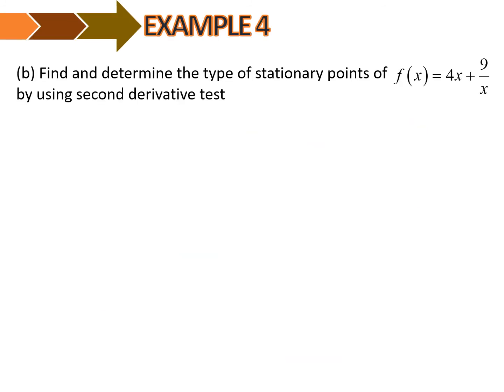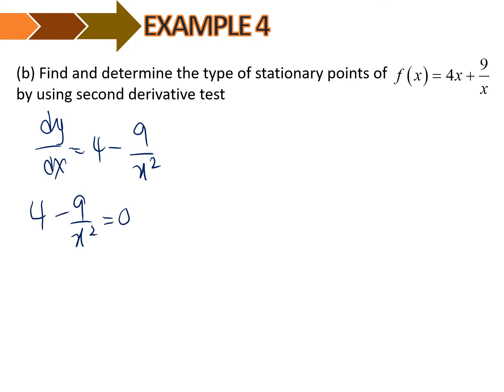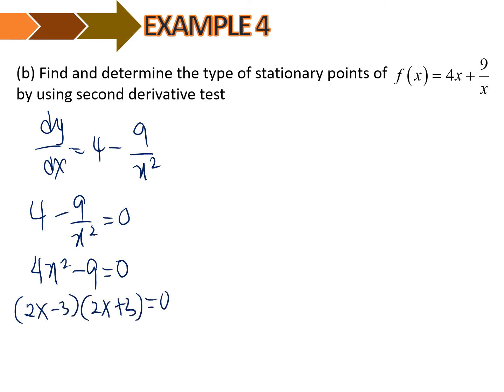Example 4b. Again, we have the same question as previous. So we directly differentiate this. dy/dx implies 4 minus 9 over x squared. We equate 4 minus 9 over x squared with 0. We multiply everything by x squared, so 4x squared minus 9 equals 0. Factor this out to (2x minus 3)(2x plus 3) equals 0. So x equals 3 over 2 and x equals negative 3 over 2.